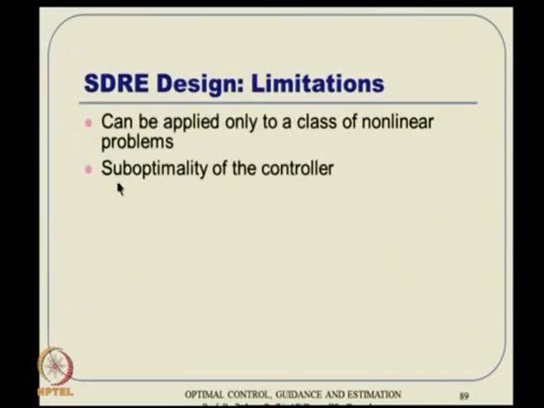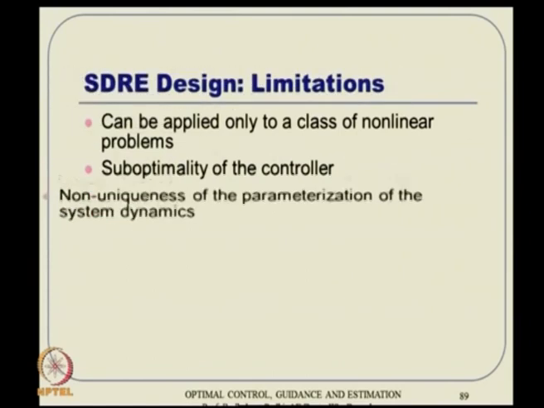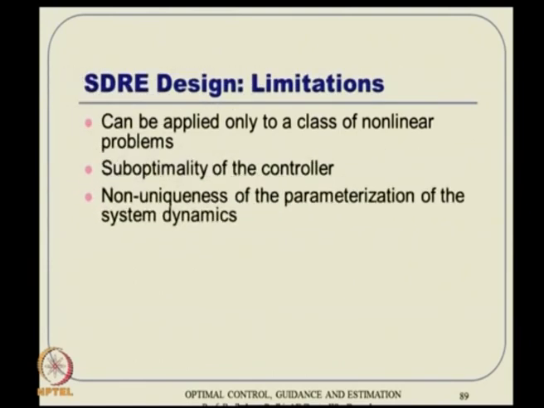Then there is the suboptimality of the controller. It leads to a kind of suboptimal control, because all the necessary conditions of optimality get satisfied only towards the end. That means only asymptotically the co-state equation will get satisfied. So that way it is suboptimal. Then non-uniqueness of parameterization was a major difficulty. That means, how do you write f of x equal to A of x times x? That becomes an art, and there are a lot of open questions there.